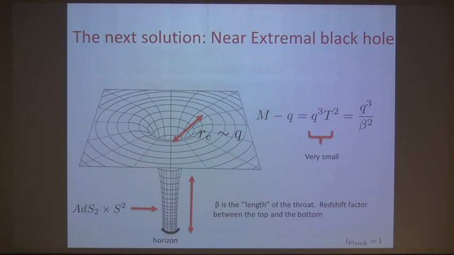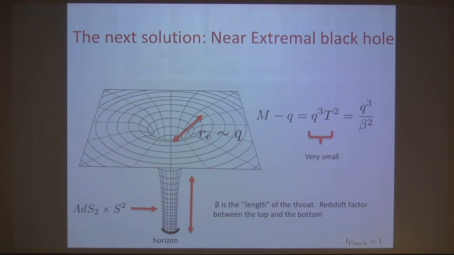The next solution is a near extremal black hole, so it's more or less the same as before. The difference is that now we have a horizon down this throat with finite temperature. And the mass is slightly bigger than the extremal mass by something proportional to the square of the temperature. We are at very, very small temperature, so this is a very small quantity compared to Q.